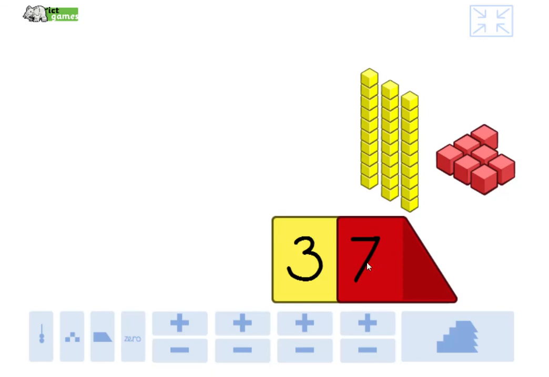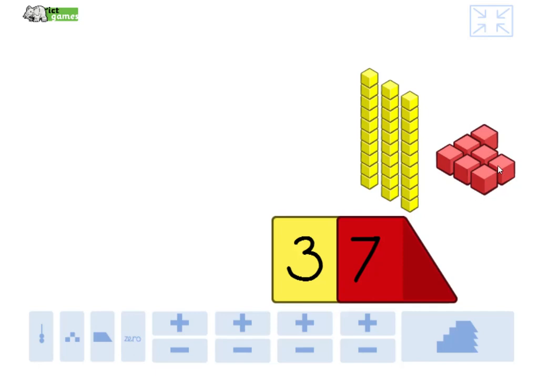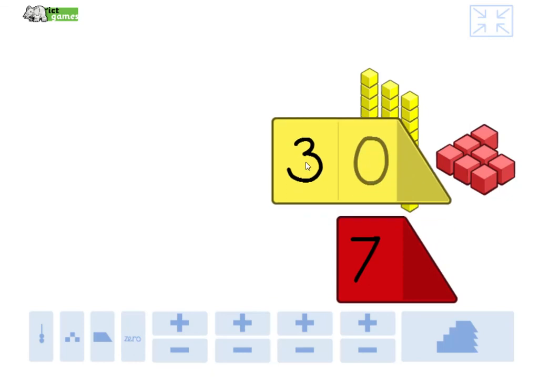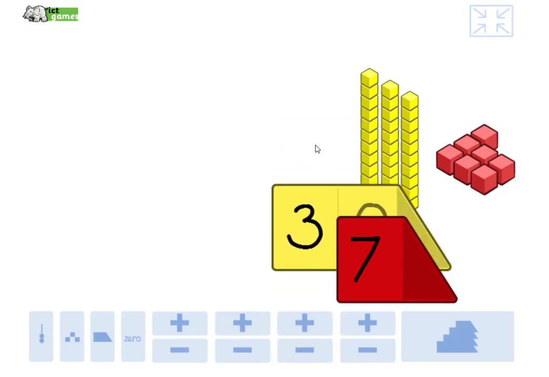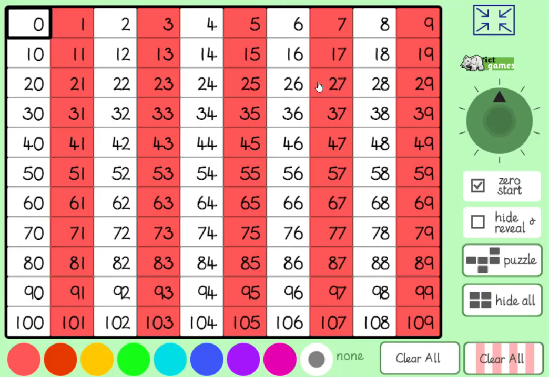What actually does this seven digit mean here? What does this one actually mean? It means 7 ones, 7 units. What about this 3? It actually means 3 tens, 30. Fantastic. Okay, we're going to try something else now. Now we're going to start at 37 where we were before.